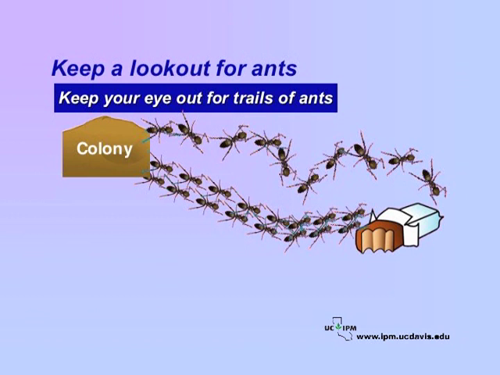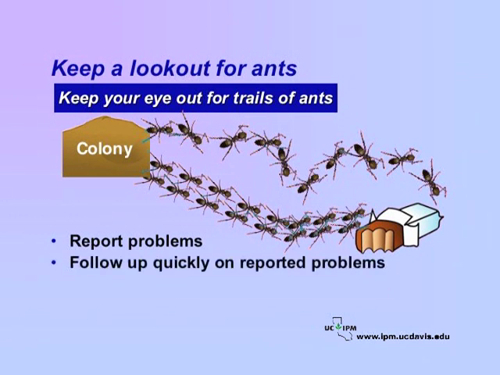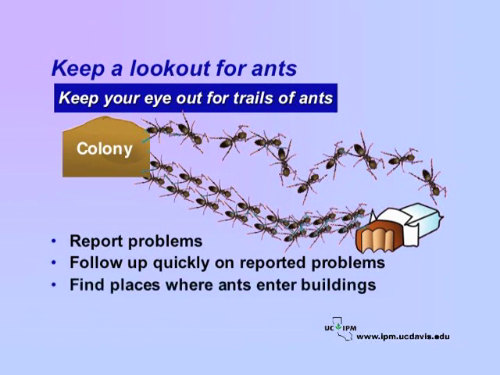Look for trails of ants whenever you are walking on campus. Report problems to your custodian or IPM coordinator. If it is your job, follow up quickly on reported problems. Find places where ants enter buildings. When you spot ant trails, follow them from the attractant to the nest, if possible.